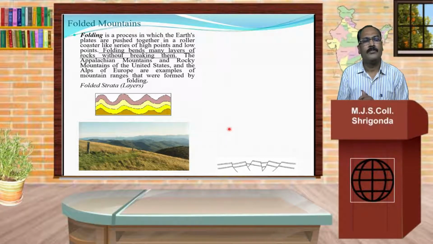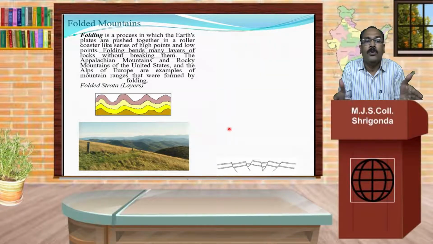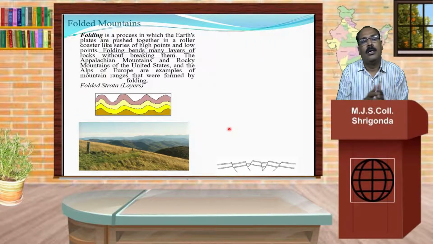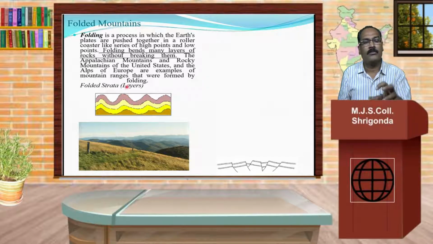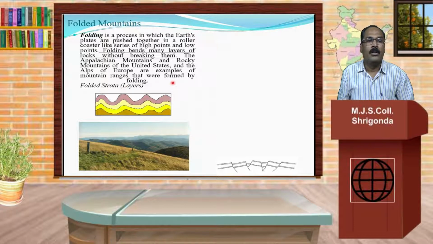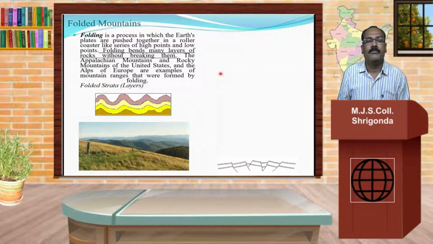Folded mountains: folding is a process in which the earth's plates are pushed together in a roller coaster like series of high points and low points, wave type features. Folding bends many layers of rocks without breaking them.